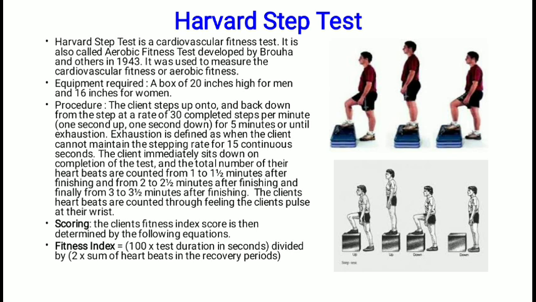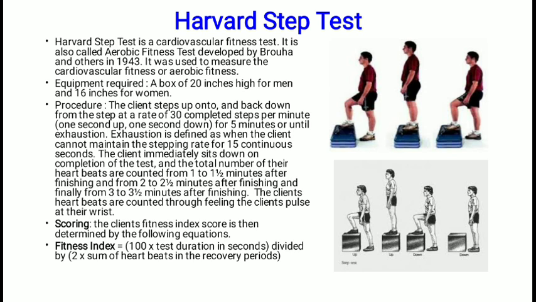So what does exhaustion mean? Exhaustion is defined as when the client cannot maintain the stepping rate for 15 continuous seconds. The client immediately sits down on completion of the test, and their heartbeats are counted from 1 to 1.5 minutes after finishing, from 2 to 2.5 minutes after finishing, and finally from 3 to 3.5 minutes after finishing.